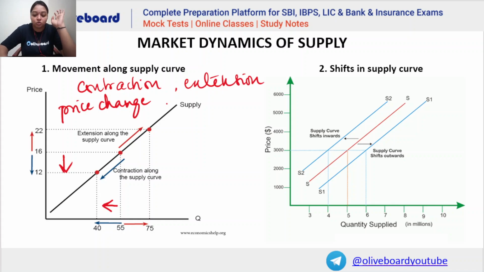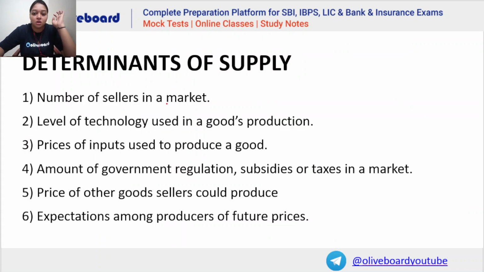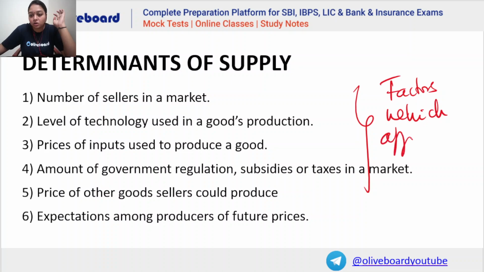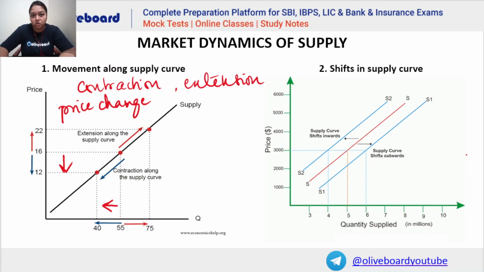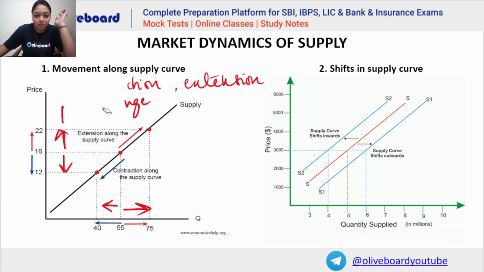These are factors which you can also call factors which affect supply. All of these factors are kept constant, only price is changing in movement along the supply curve. So there are two types. Contraction is when quantity supplied is decreasing because price is decreasing. In extension, quantity supplied is increasing because price is increasing. That is the meaning. So what is the other type of market dynamics?